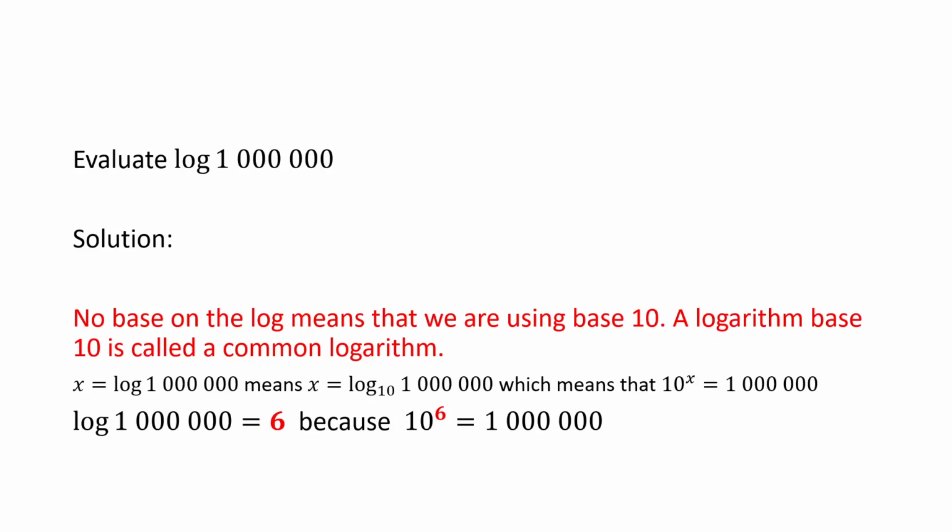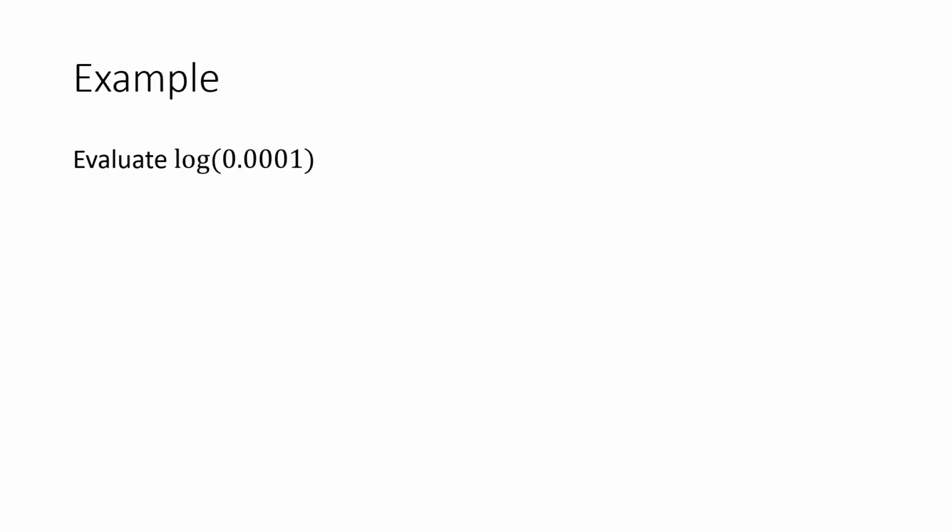Like it says, the red digit near the bottom of the page, 10 to the 6 equals 1,000,000, so therefore the log of 1,000,000 is 6. What if we want the log of 0.0001? Well, again, if we said the log of 0.0001 equals x, we'd be saying the log base 10 of 0.0001 is x.